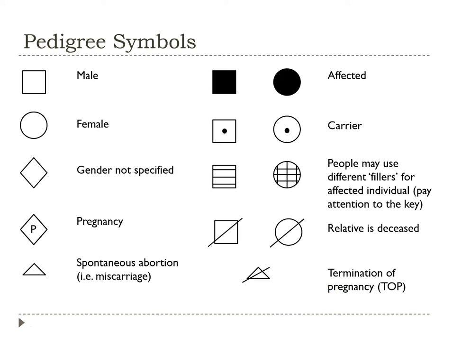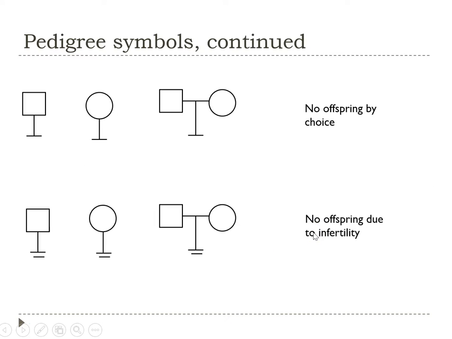From a genetics perspective, I don't really care if somebody had a termination of pregnancy. That doesn't mean anything to me. But if they had 3 or 4 spontaneous pregnancy losses, there might be a problem. A darkened circle or square means they're affected. A dot in the middle means carrier. And if they're deceased, we put a line through them.